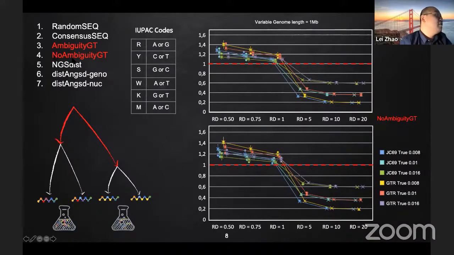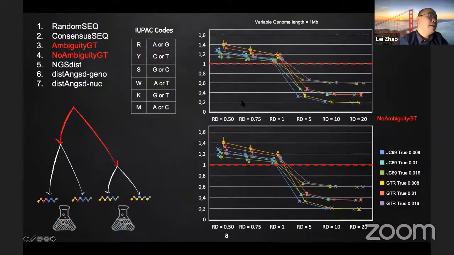this ambiguity GT and no ambiguity GT. I didn't mention the no ambiguity GT because no ambiguity GT is you infer, suppose for this site, you infer it is a most probable genotype is a heterozygote site, and you just discard this site, and you purely use a homozygote site to construct the phylogeny. And the ambiguity GT here basically means once you have the heterozygote site, you just regard it as IUPAC codes, and which will be put into the likelihood function to infer the distance.